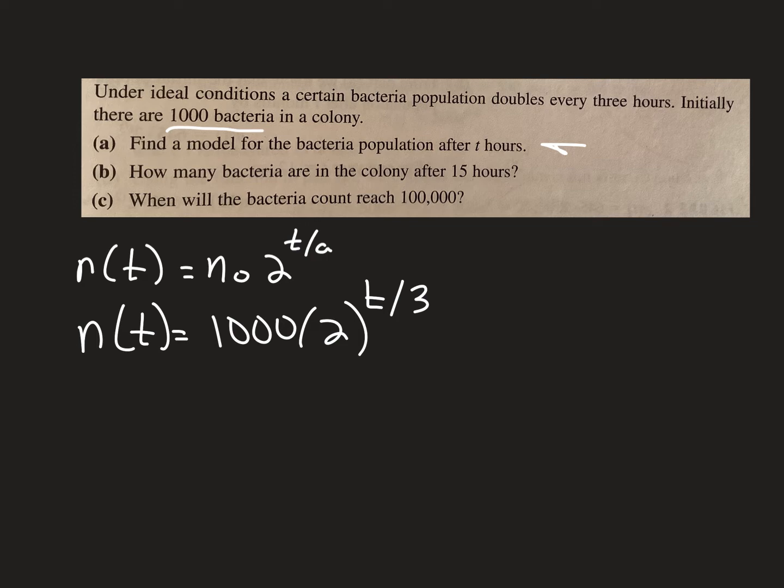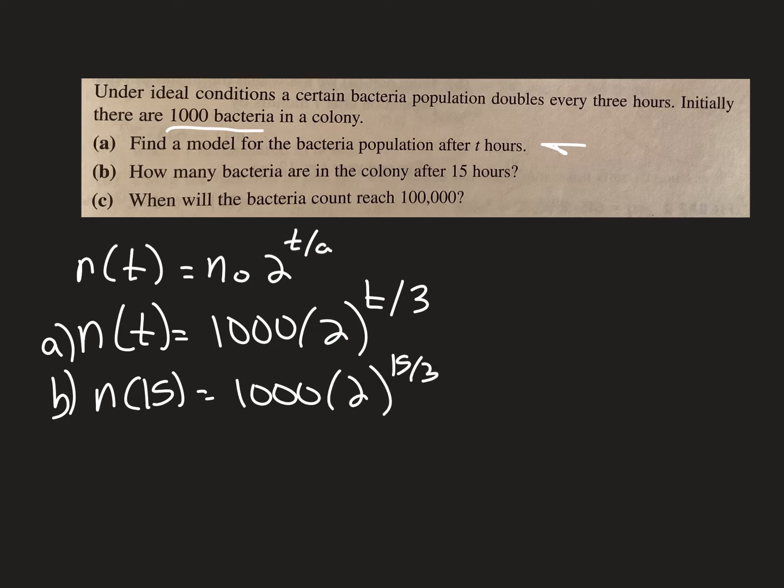Okay, that's all we're going to do for our model, so that's part A. Part B says how many bacteria in the model after 15 hours. So 15 is your time, so I'm going to put in 15. That's the T. Just going to plug it in here and do 15 over 3, which is really 5 right there. Just going to punch that right smack in the calculator and see what I get. And got 32,000.